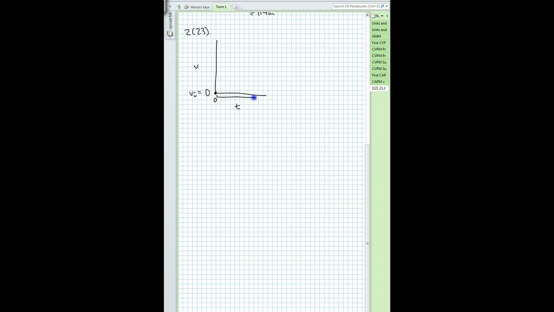And it's going to take some amount of time, delta t, that we don't know, in order to get up to its takeoff speed vf, which is known. And we do know the acceleration here, which is the slope of that graph. So what we need to do is determine the takeoff distance. So we need the delta x, which will be the area under this triangle.